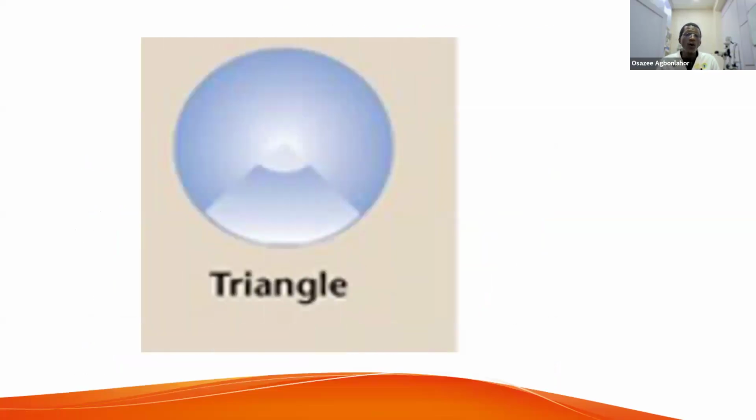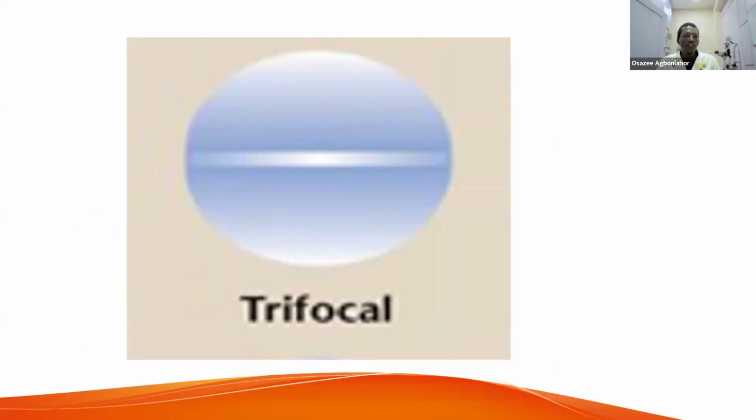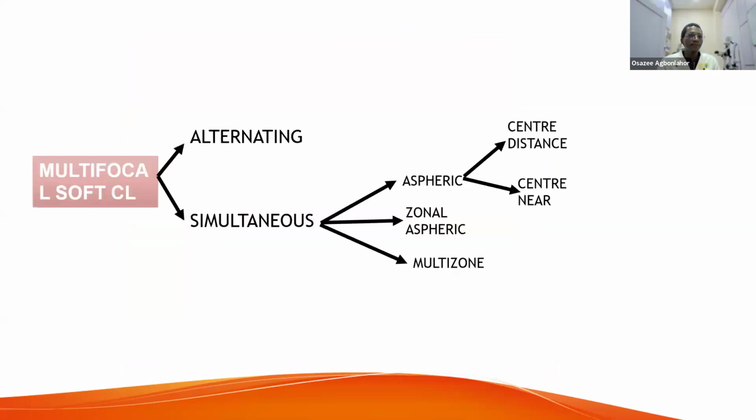So that's for that. Then for multifocal, these are some other forms. Triangular, you have the executive, just like you see in your executive bifocal spectacles. You have your trifocals, you have your crescents.